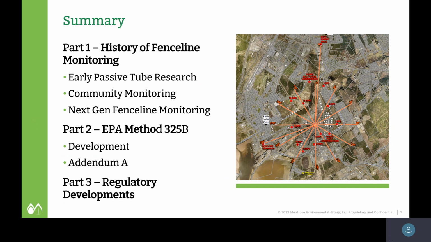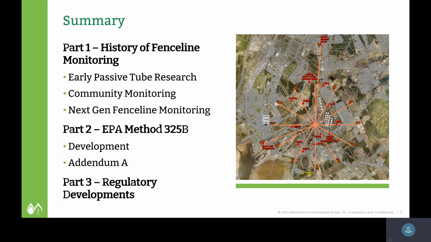Now, we're going to skip on to EPA Method 325B as one of those things that came out of the Next Gen Fenceline Monitoring Initiative, go through its development, how it all happened, how it all came together. And then we're going to peek at Addendum A of Method 325B, which shows some information on how these uptake rates, how the sampling rates are actually determined, and how this can be used as a tool to monitor chemicals that may not have uptake rates.